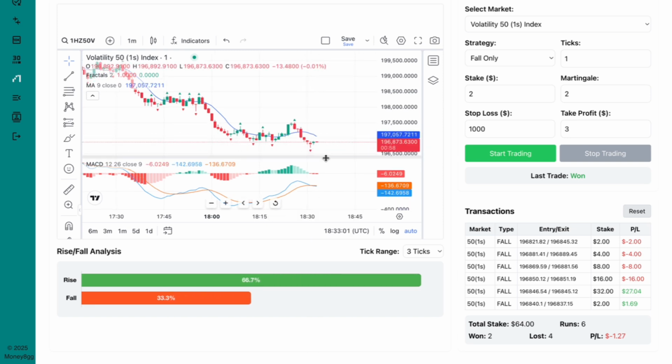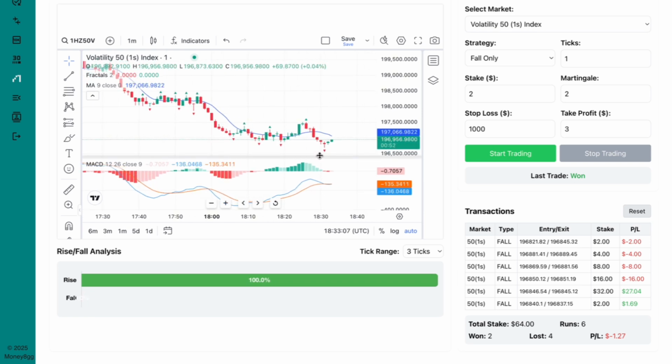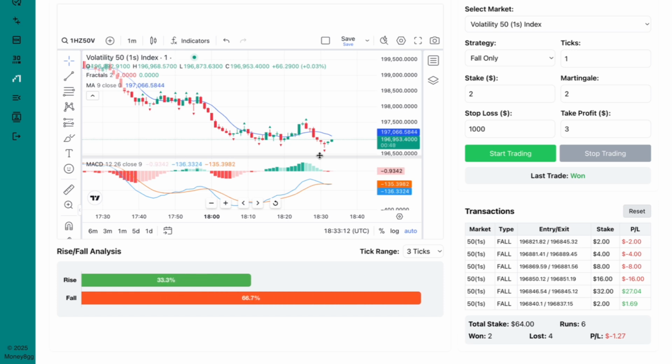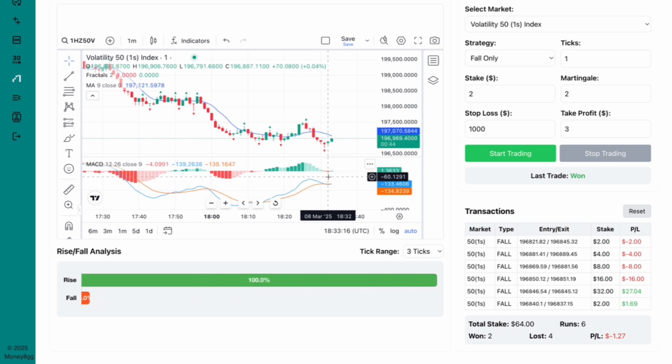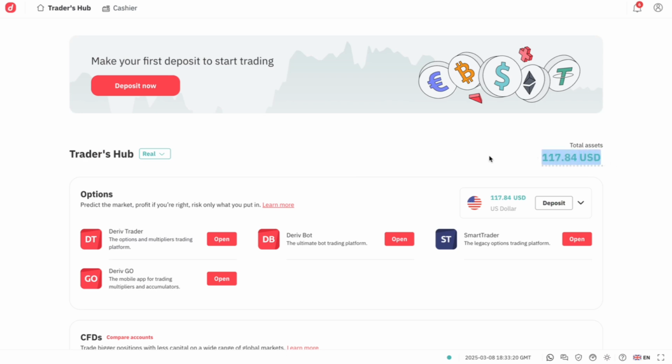So no, this should be a fall. It's 3 candlesticks, but this is a doji, and then it's turning up. Yeah, it wasn't a strong fall, but it's okay. Just look at, we're at 117.